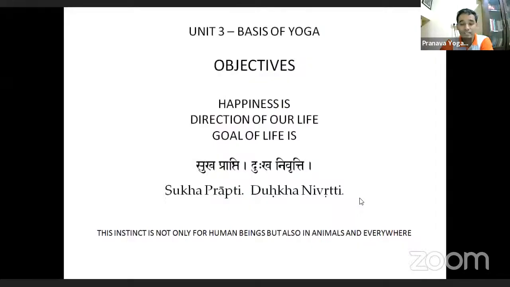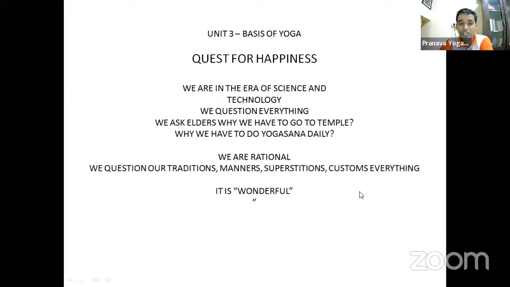But in that path, when you are getting that dukkha prapti, what are we doing to get rid of the dukkha? So, sir, that's why I joined the yoga class, sir. Many say that's why I've joined yoga, to get rid of the dukkha. Of course, this is the involuntary activity. Voluntarily also dukkha nivritti is necessary.